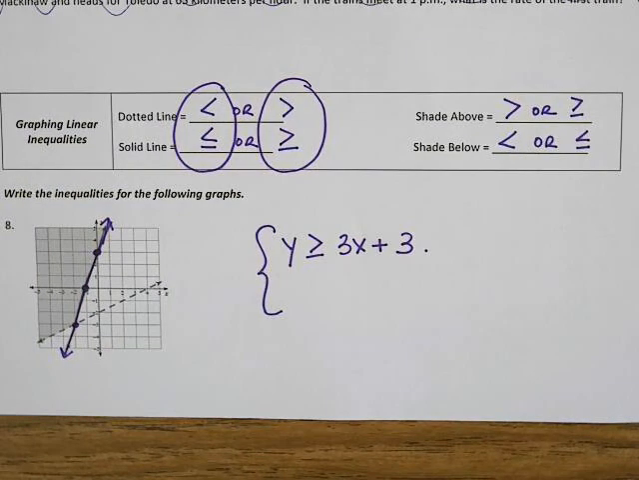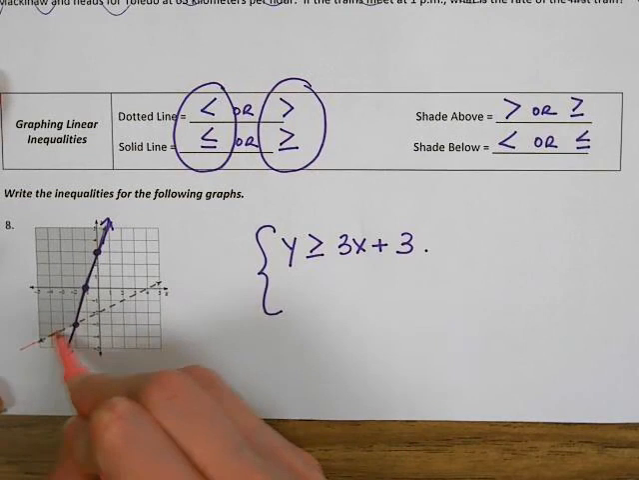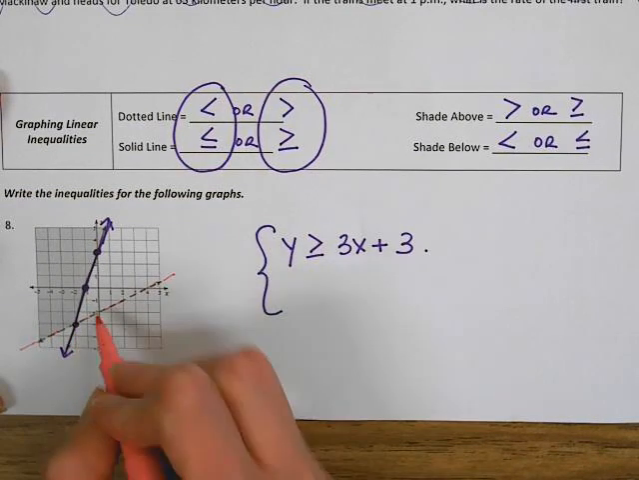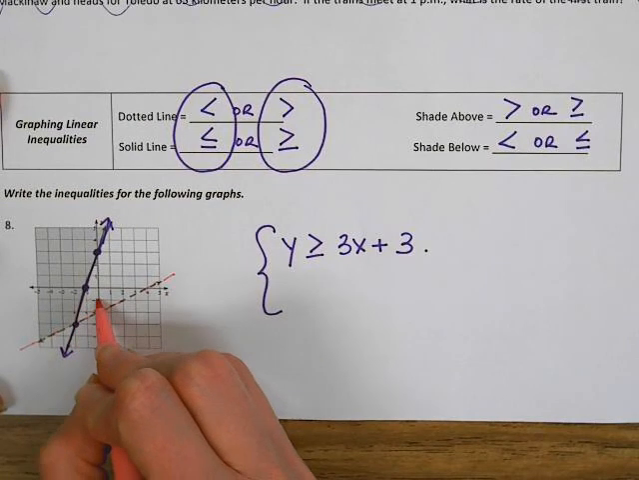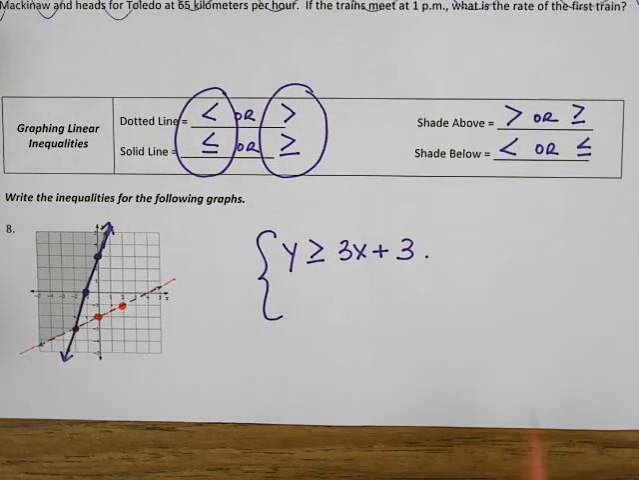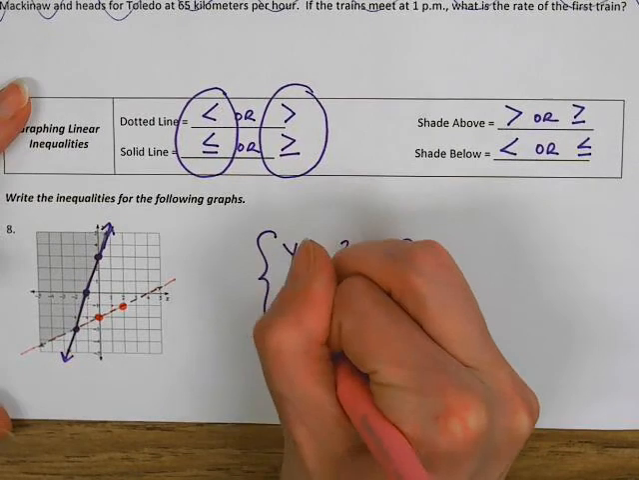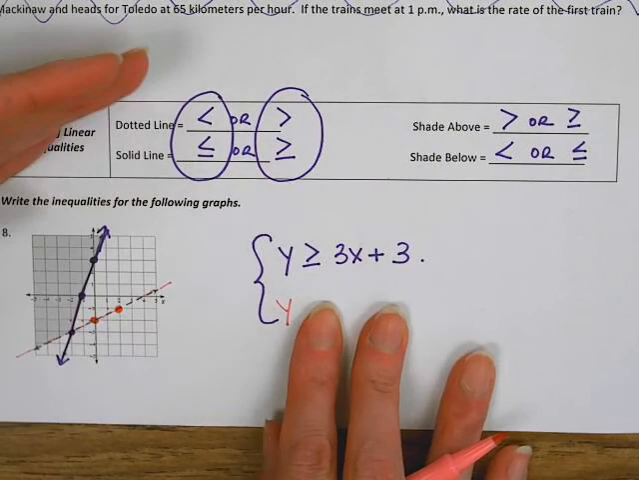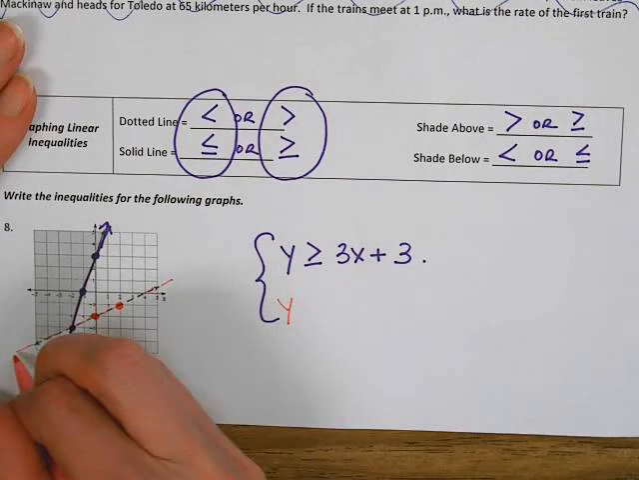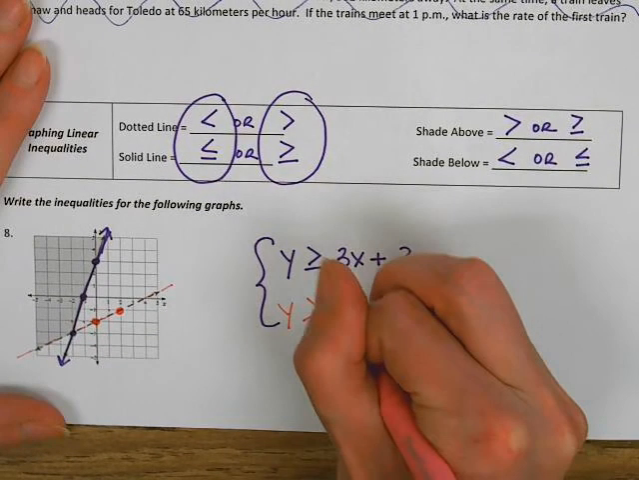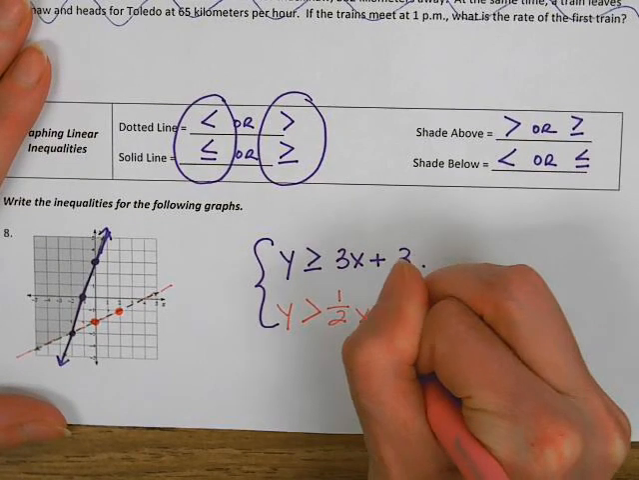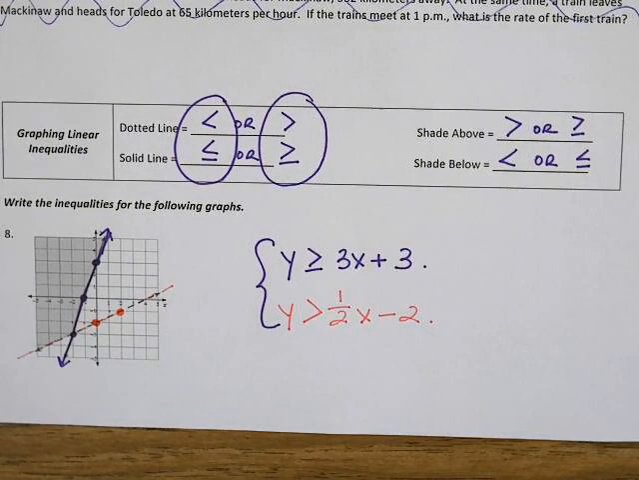All right, now let's do this dotted line. So the dotted line, our y-intercept is -2, and our slope is up 1 over 2, so 1/2. So it's going to be y is, we're shaded also above, but since it's dotted, it's just greater than. And the slope was 1/2 x, and the y-intercept was -2. So that would be the system of inequalities.